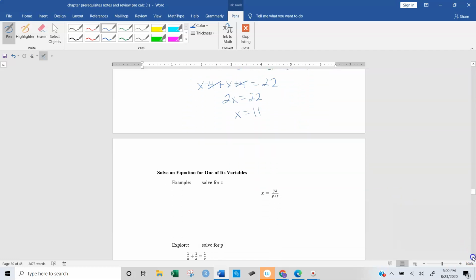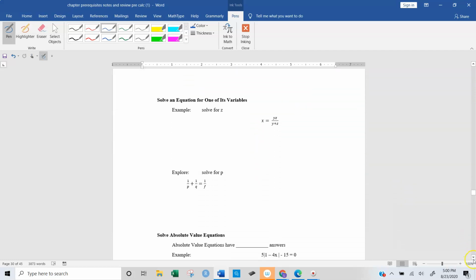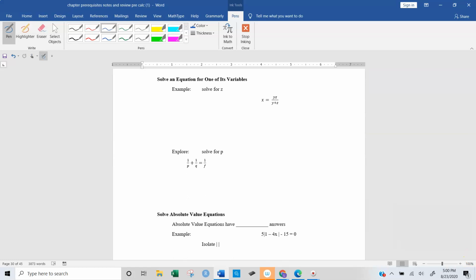All right, next one is solving variables or equations. You do this a ton in science. So I want to solve for z. If you look in here, this is really weird because the z's are top and bottom. So the first thing we have to get is a common denominator. So put the x over 1. So he needs a y plus z. So this is gone. So let's do this distribution. So now I have xy plus xz equals yz.